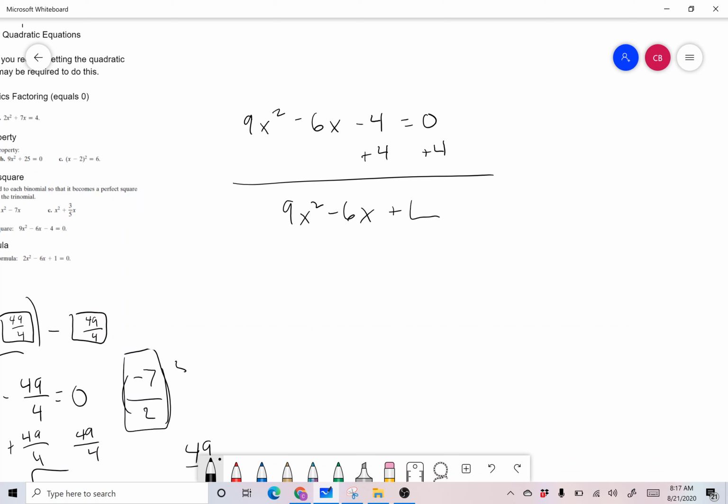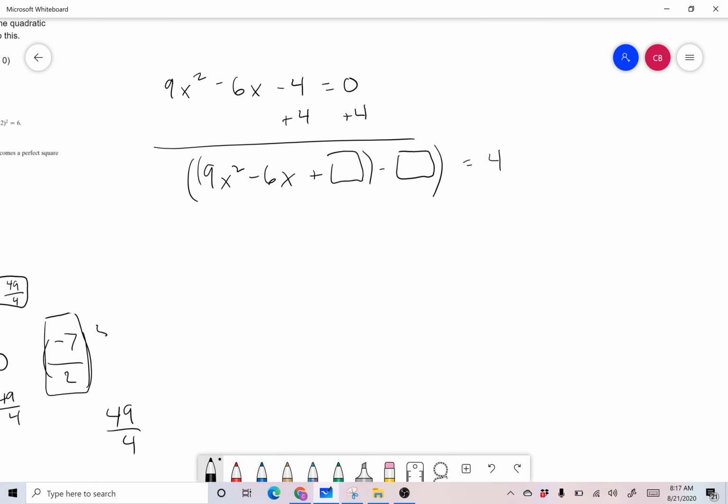So we're going to add something, subtract something, and then we're going to set it equal to 4 in this case. So I'm putting parentheses here. There is a very important reason why I'm doing this. Okay, so the next step, first thing we have to do, once we have the x's separated, we have to factor out the lead coefficient. So 9 is going to factor out from these two things.